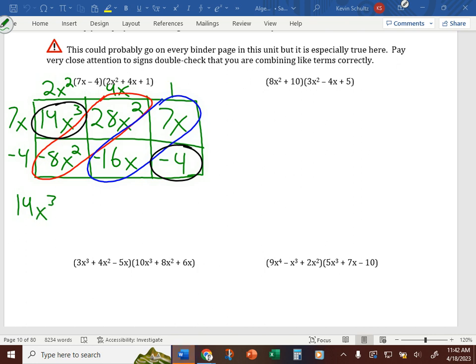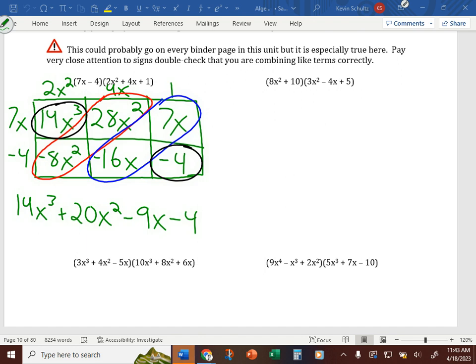So our answer, 14x cubed, is going to come down as is. If you have 28x squareds and you lose 8 of them, you take away 8, how many x squareds do you have? 20 of them. Okay? So plus 20x squared. You have -16 x's, you add 7, how many x's do you have? -9. So -9x. And then our constant also just comes along since there's nothing to combine that with.